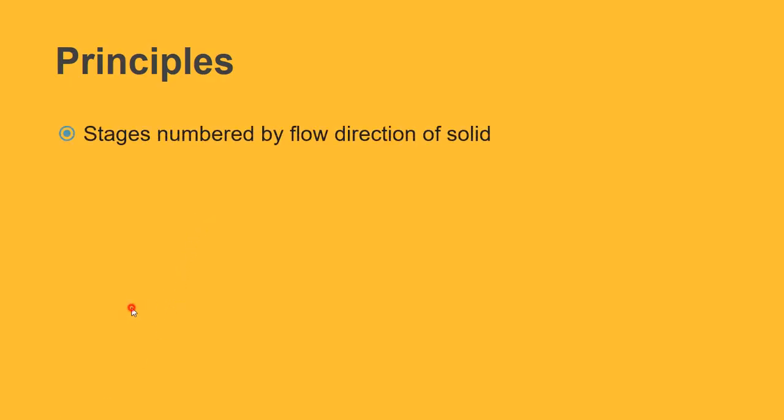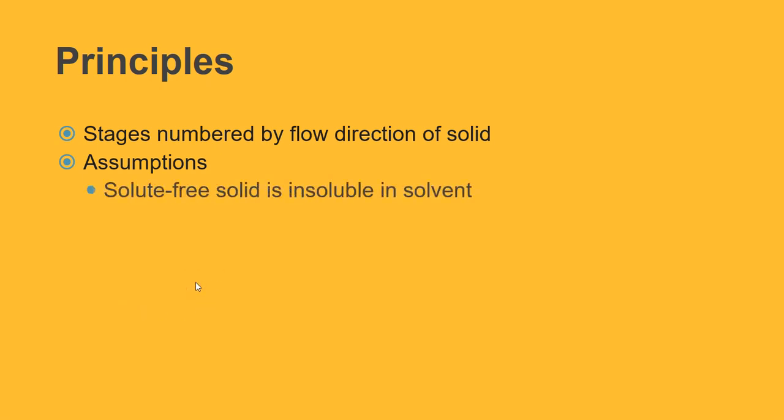Now, if we have a multi-stage system for leaching, the stages are numbered by the direction of the solid. If you recall in gas absorption and stripping, we number the stages based on where the solvent is introduced in the bed. In the case of leaching, we number our stages based on where the solid or the feed is being introduced. So, we don't number it the way we do in the other unit operations discussed already.